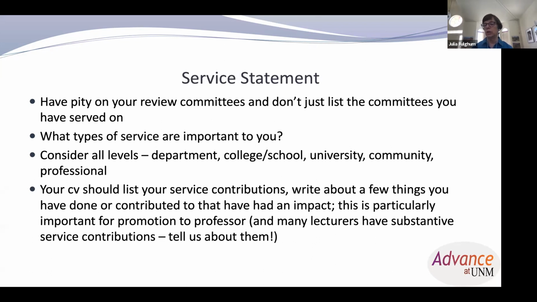Those are all important. Once again, if you have goals for some of these, please include them. Your CV's got the list. Write about a few things you've done. You don't have to, particularly if you're applying for promotion to professor and you've done a lot of committee work, you don't have to write about all of it.